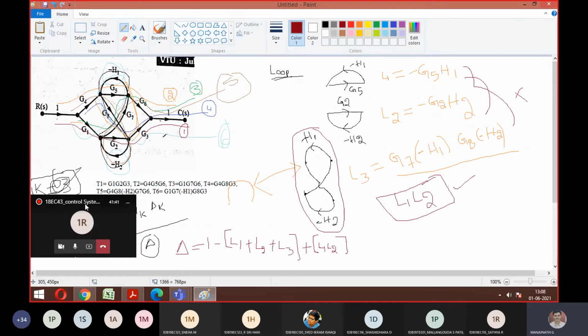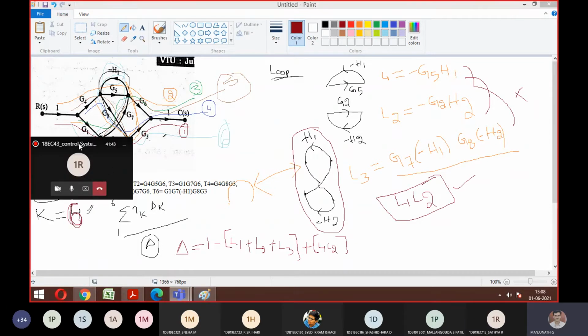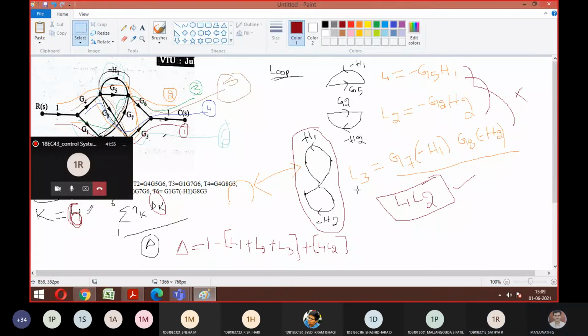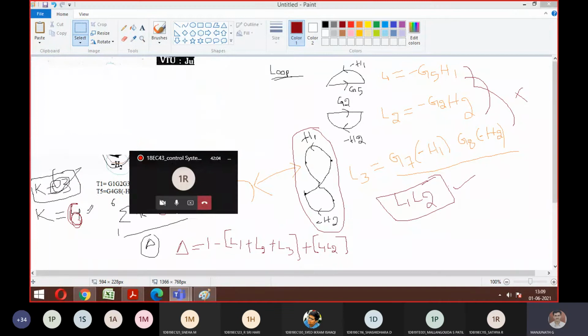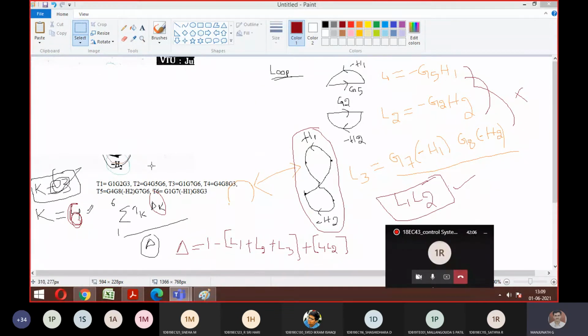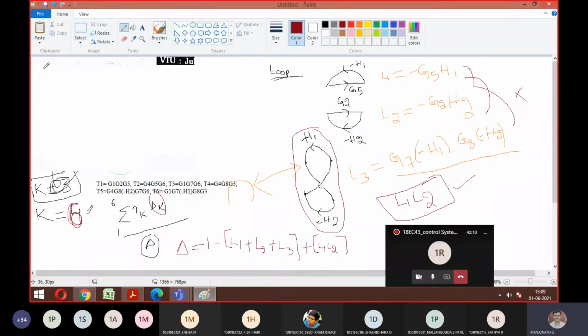So this is the delta formula. According to our Mason's gain formula, we have found Tk and we have found delta. So what is left out? Delta k. To find delta k, what is the procedure I told you? Let me write on this side. How to find delta 1?